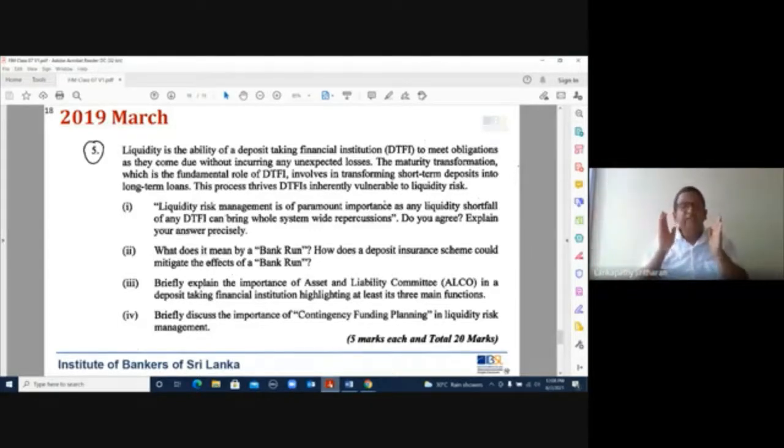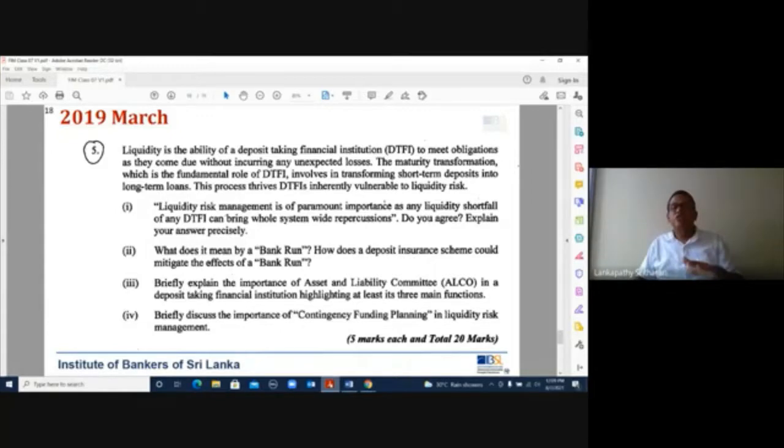So you will have to say that, because it's a confidence issue. If one institution is unable to pay the deposit, that may lose the confidence in that particular institution, and it may create a contagion effect to the other banks as well. That is one thing. And the second thing is, the banks may be highly interconnected through placements, borrowings and deposits. So if that chain drops somewhere, that will create a risk to the other institutions as well.